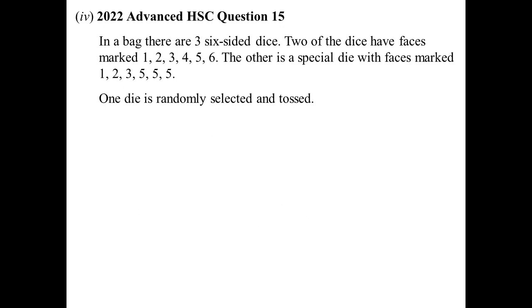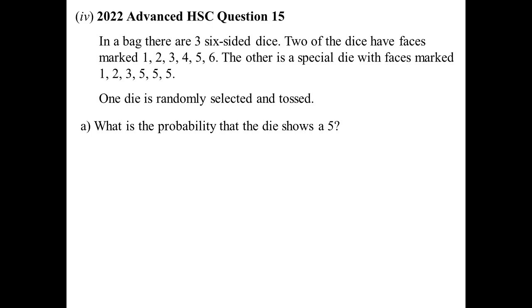Here's one that occurred in last year's HSC, so the most recent one. We've got a bag, and there are 3 six-sided dice in the bag. Two of them are regular dice that we're used to seeing, numbered 1 to 6. The other one is a special die, and its faces are labelled 1, 2, 3, but then the other 3 sides are all labelled with a 5. They're going to choose one out of the bag and then roll it. What's the probability you end up with a 5?